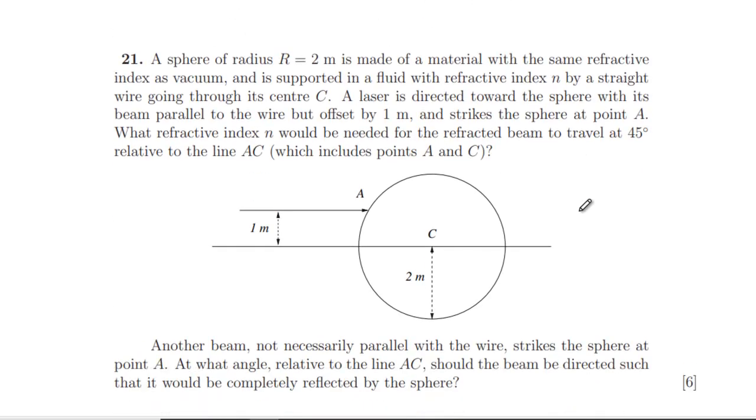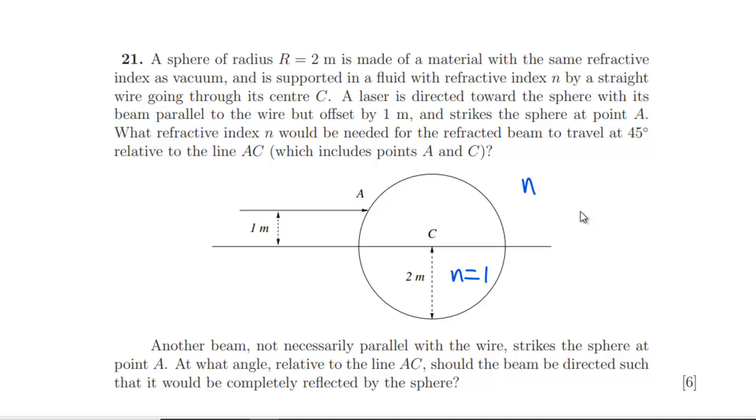Right, I think this is the last question, 21. Yes, it is. So, it's only 6 marks, so it can't be that bad. Sphere of radius 2 meters, made of a material with the same refractive index as a vacuum. Interesting. So we've got n equals 1 in there. Supported in a fluid, refractive index n on the outside. So they reversed what we normally have, by a straight wire going through the centre C. Laser directed towards the sphere, going parallel to the wire, offset by 1 meter.